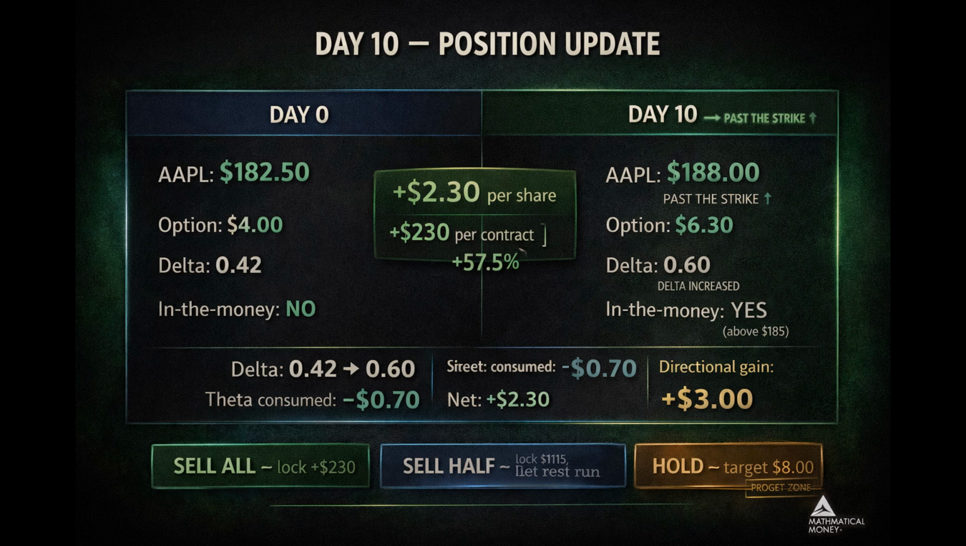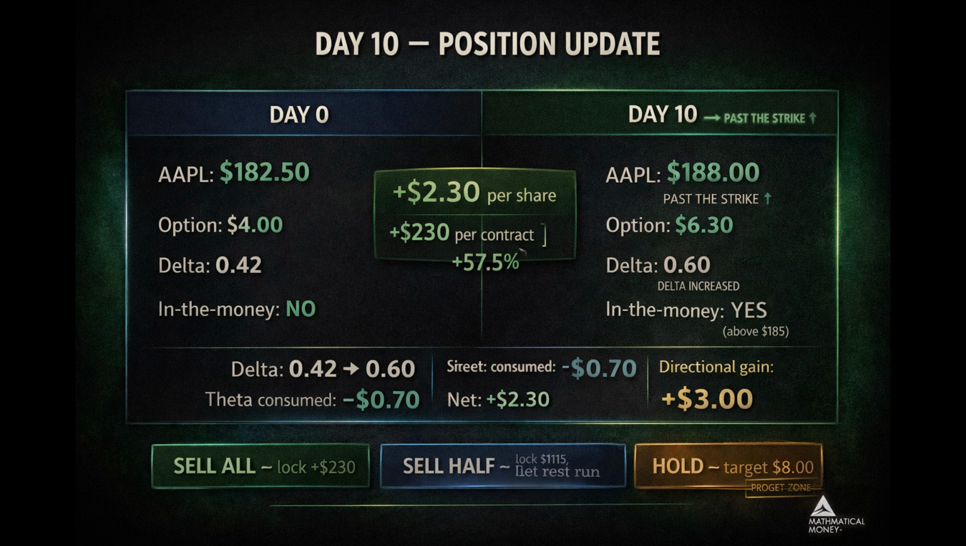Your option is now worth $6.30. The position is up $2.30, 57.5% in 10 days. Delta has increased from 0.42 to 0.60. Apple is now above your strike. The option is in the money. Theta has consumed approximately 70 cents over 10 days.